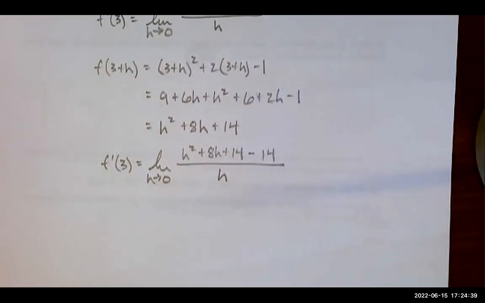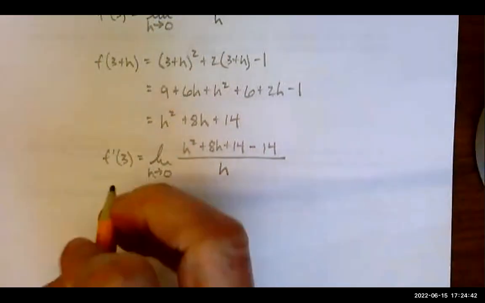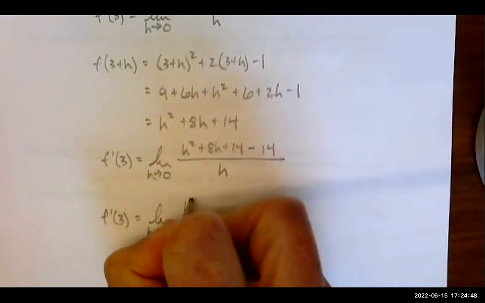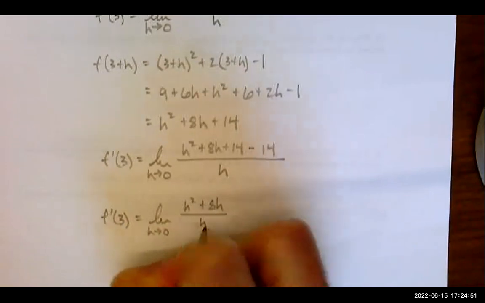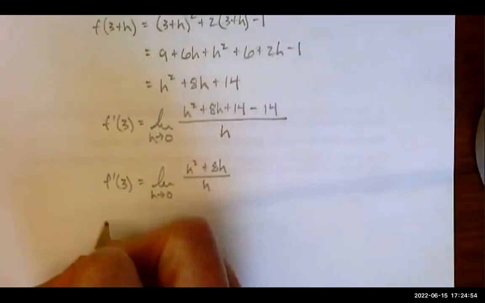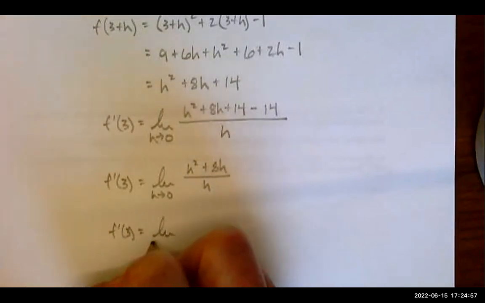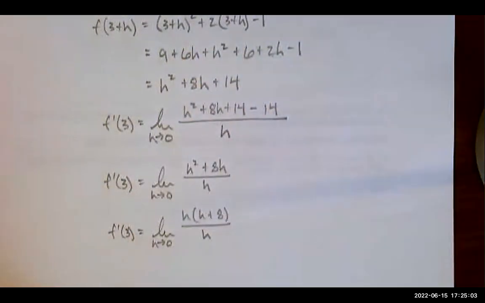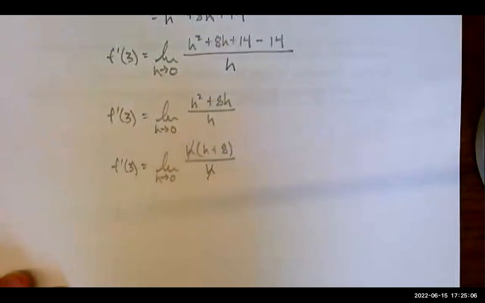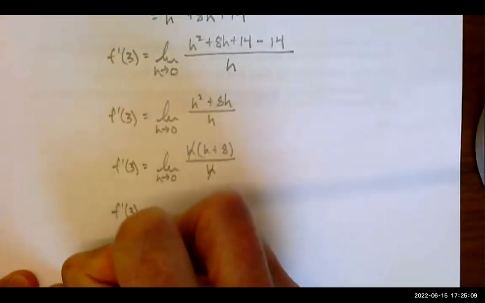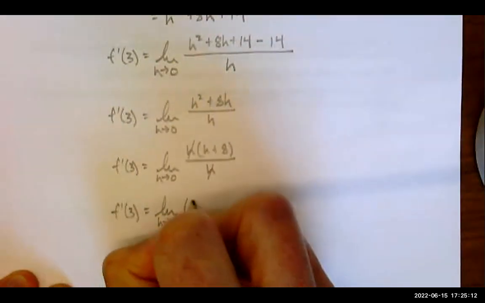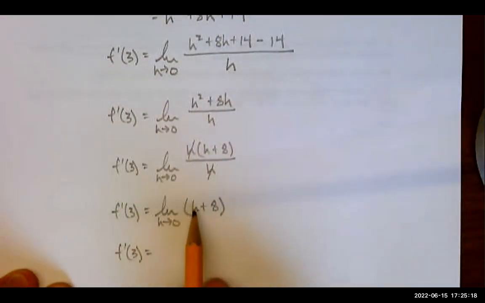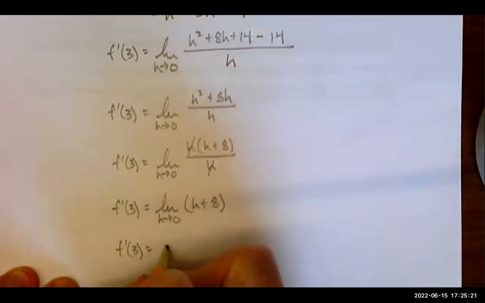Interesting. Okay, well, we have it all set up. Let's see what happens. The 14s cancel. We can factor out an h. h plus 8. h's cancel. The limit as h approaches 0, h plus 8. And at this point, we can plug in 0 for h, and our answer is 8.